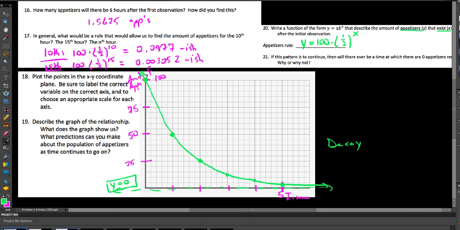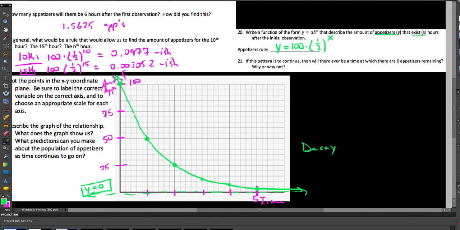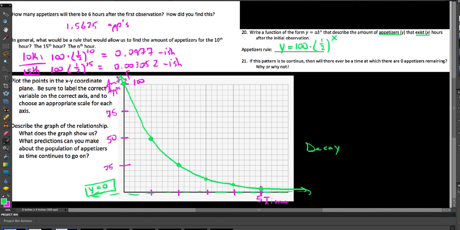So on number 21 here, I say if this pattern is to continue, will there ever be a time at which there are 0 appetizers remaining? Why or why not? And the quick answer is no. But the reason why is because whenever you take something that's not 0 and you multiply it by a fraction, there's always going to be something left over.